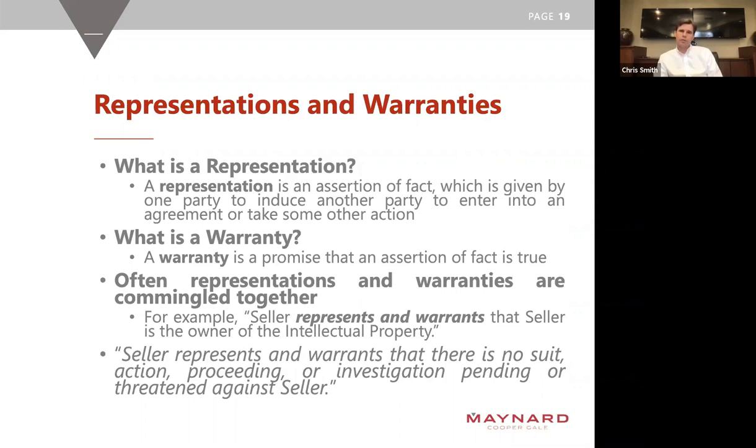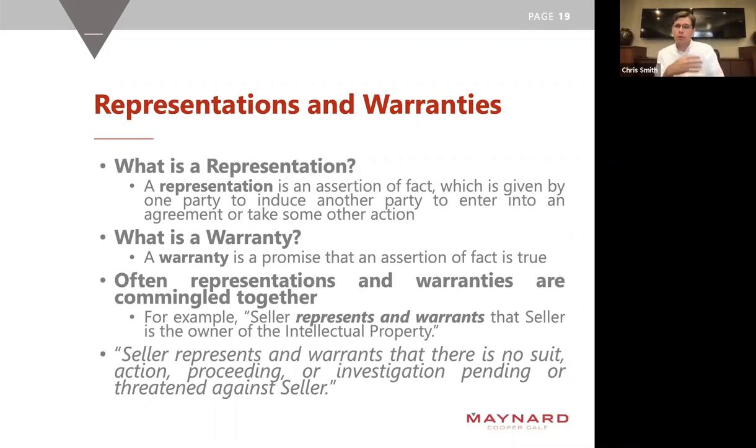A representation is an assertion of fact, which is given by one party to induce another party to enter into an agreement or take some other action. And a warranty is a promise that an assertion of fact is true. If those sound very similar, it's because they are, right? And today, they are almost used interchangeably. But at the end of the day, representations and warranties are promises.